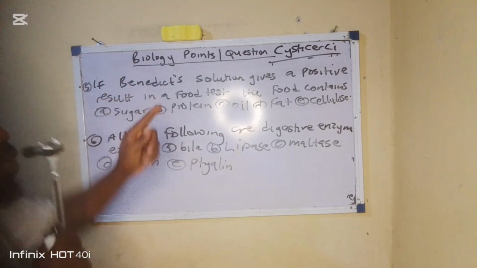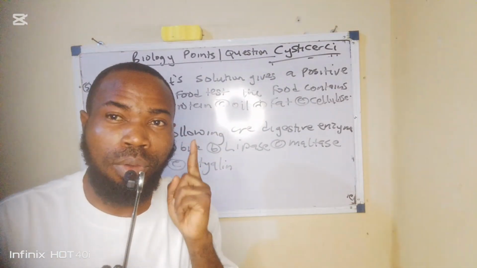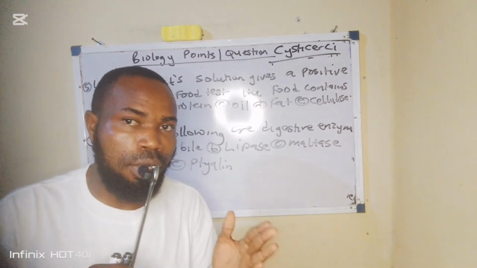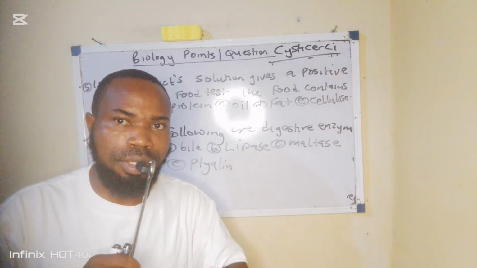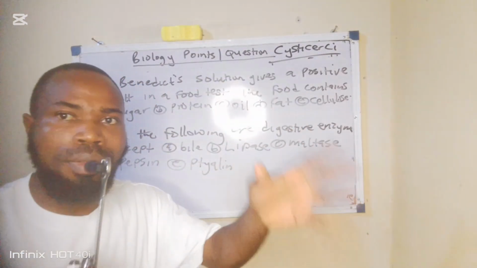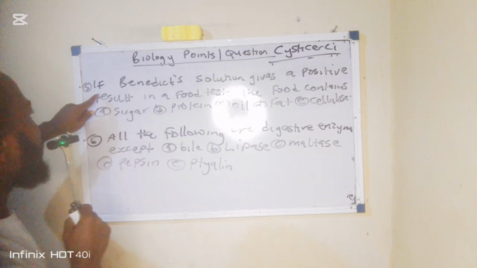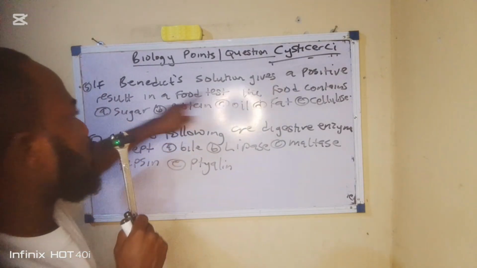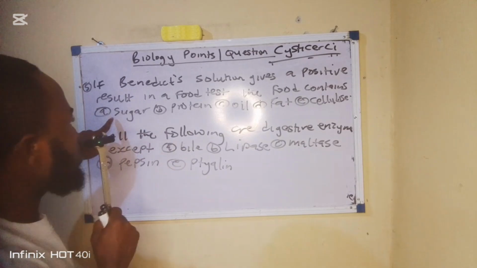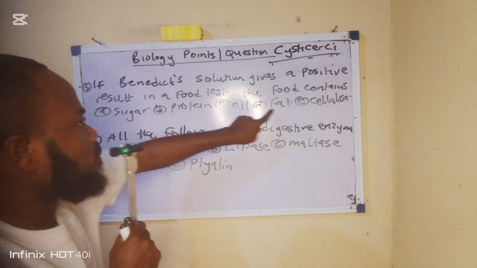Now they said this one is based on tests anyway. That means we must look at how to test for the classes of foods, talking about the major ones, the carbohydrates, the proteins, and of course the fats. But let's take this question first, so we begin to elaborate on these tests. Now they say if Benedict solution gives a positive result in a food test, the food contains sugar, protein, oil, fat, or cellulose.